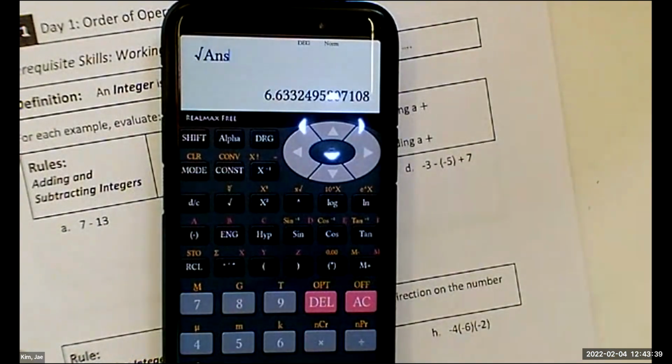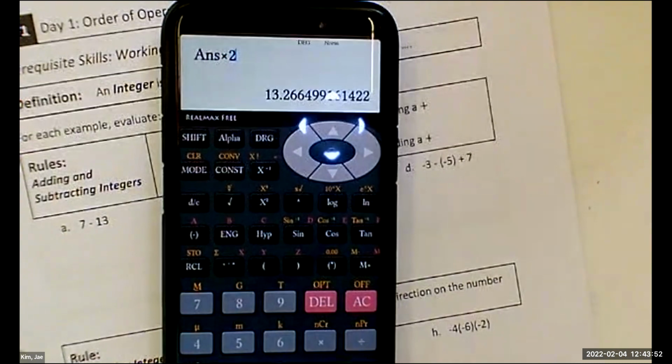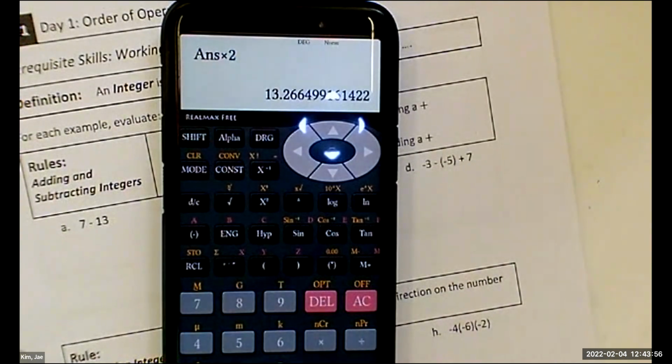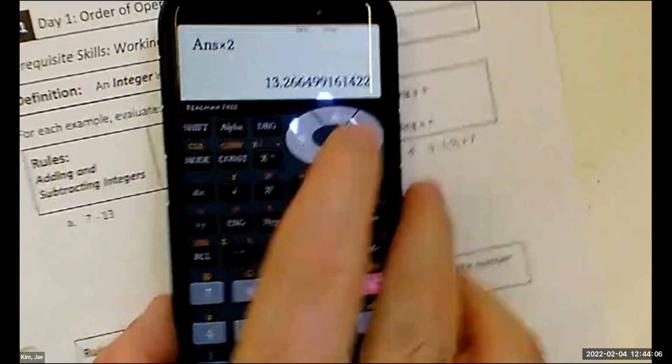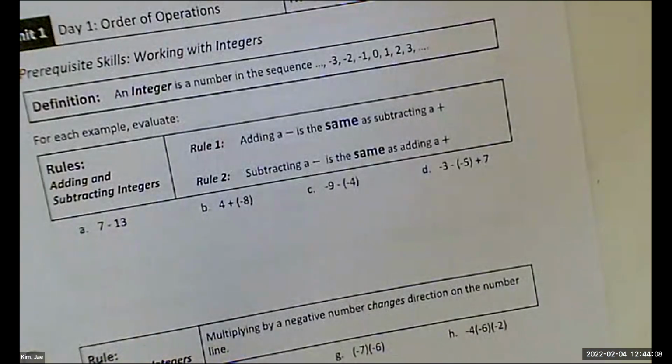And not only that, let's say that number afterwards, you have to multiply it by 2. Instead of typing 6.6332495 times 2, you can just do answer times 2. That answer button is going to improve your quality of life. So if you're getting a calculator, get one with an answer key. Have I preached enough? You guys get what I'm saying? Please get that. Okay.